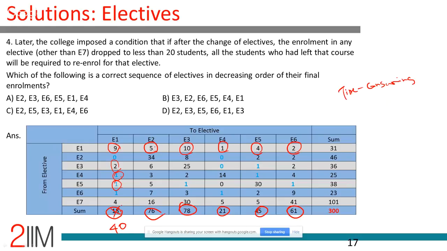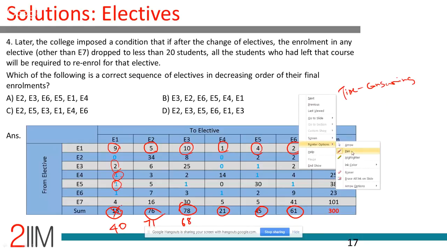Right? E2 will reduce by 5, we'll go to 71. E3 will reduce by 10, we'll go to 68. E4 will reduce by 1, or it will go to 20.